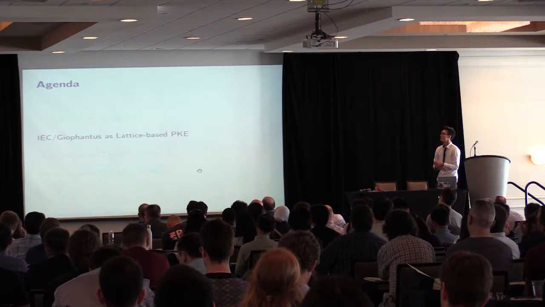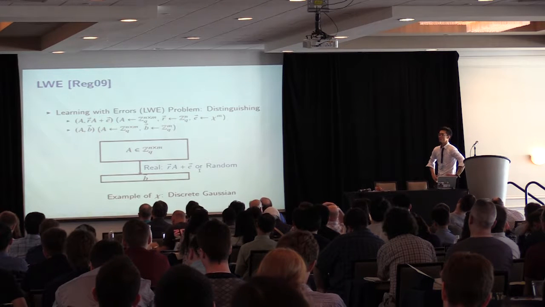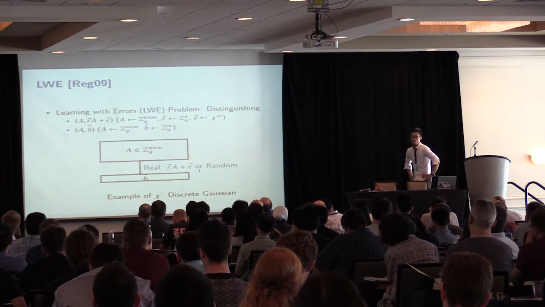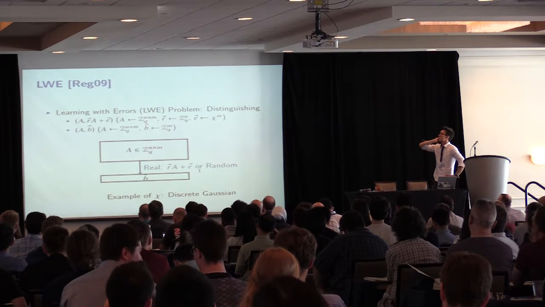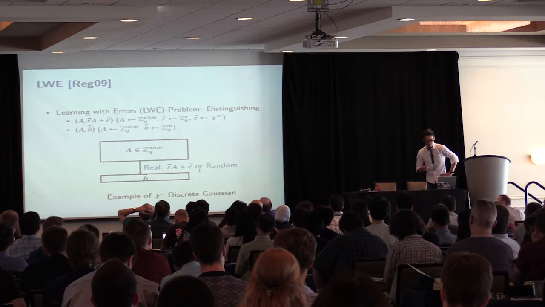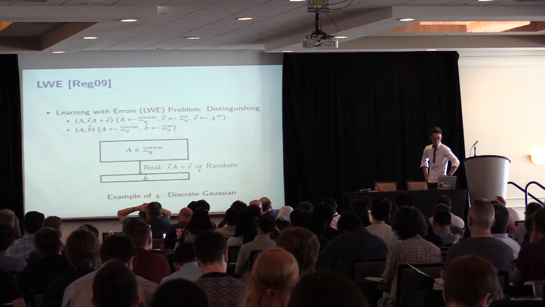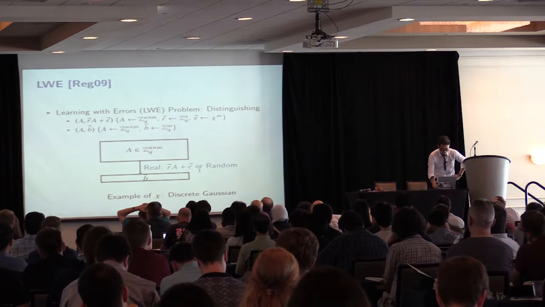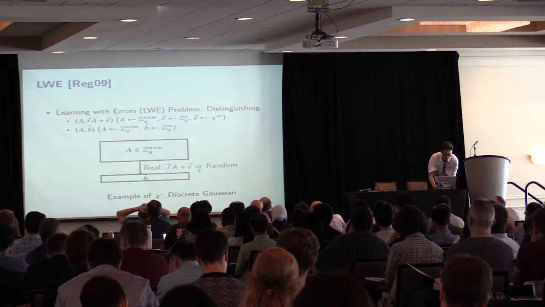Okay. Let's first review IEC and the LWE-based PKE. At first, you know this learning with errors function. This LWE problem is to distinguish A with R plus E, where E is chosen from a small error distribution. The problem is, given A and R plus E, to distinguish from A and uniform B. The reduction shows that the average case of this problem is as hard as solving the worst case of some lattice problems. This assumption allows us to make some good PKE schemes like this.